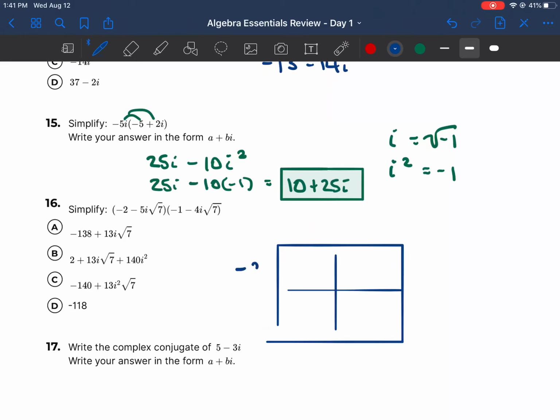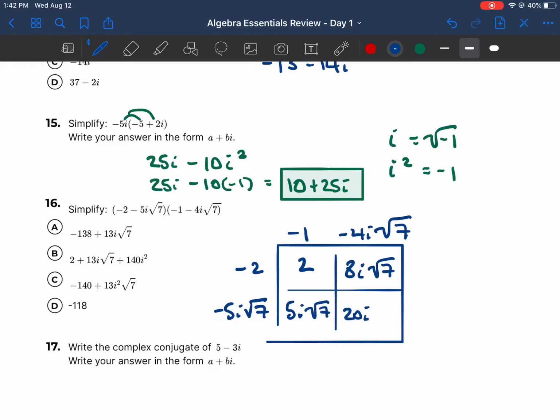So we have negative 2 minus 5i root 7, and then we have negative 1 minus 4i root 7. Let's multiply. Negative 1 times negative 2 is positive 2. Negative 2 times negative 4i root 7 is going to be positive 8i root 7. Negative 1 times negative 5i root 7 is 5i root 7. And then negative 5i root 7 times negative 4i root 7 is going to give us positive 20i squared, and square root of 7 times square root of 7 is just 7.